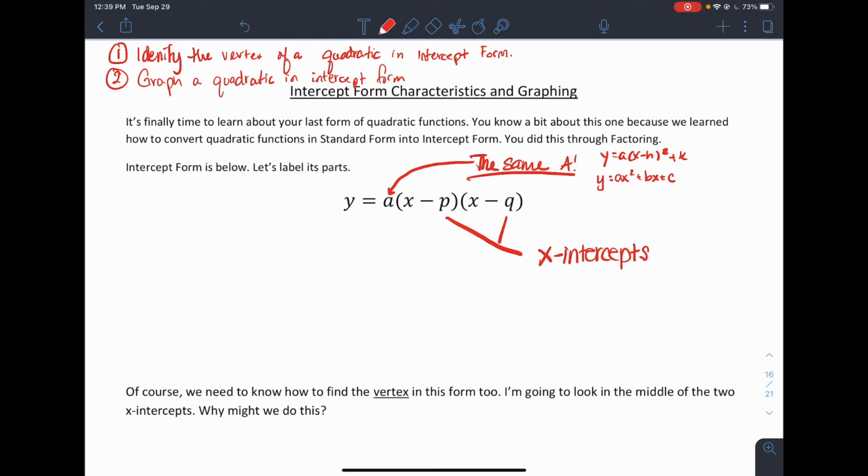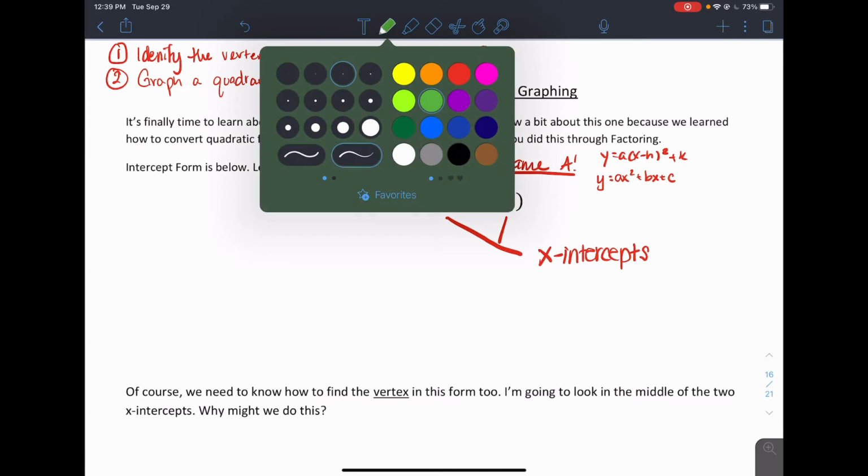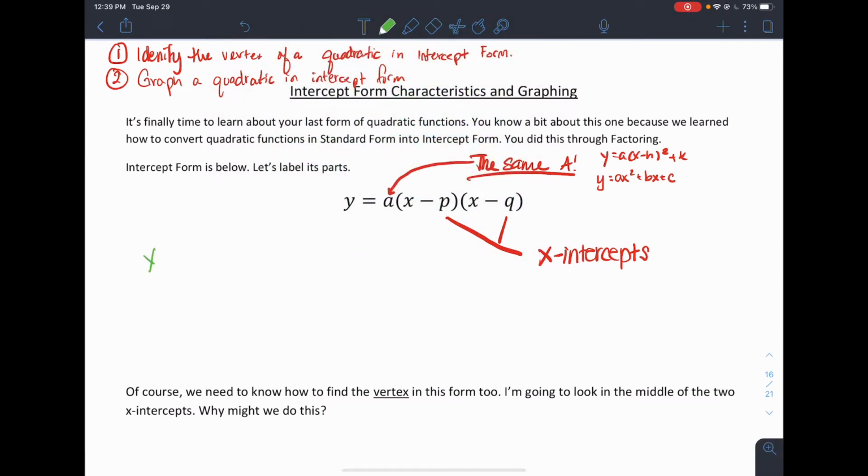Some of you might be saying, where's the x squared? All of these usually have x squareds. And it's coming from, if you have x minus p times x minus q, and you were to double distribute this, it would actually give you standard form. You get the x squared from doing x times x. Okay.